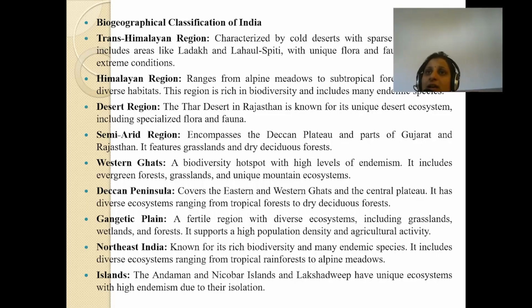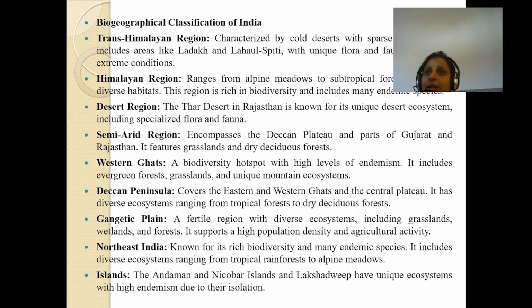Deccan Peninsula. It covers the Eastern and Western Ghats and the central plateau. It has diverse ecosystems ranging from tropical forest to dry deciduous forest. Gangetic Plain, a fertile region with diverse ecosystems including grassland, wetland, and forest, supports a high population density and agricultural activity.